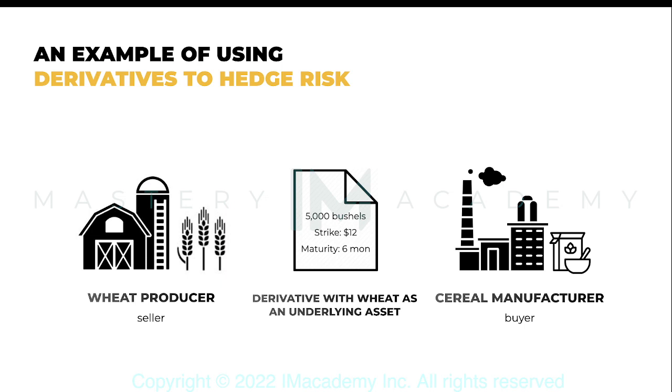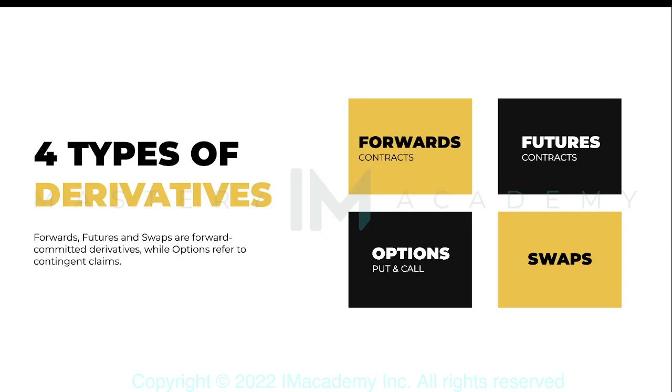This is a zero-sum game, but you may be asking, is it the only way to use derivatives for hedging risk? And the answer is no, because there are more options which take into account the interest of both parties. And to understand it better, we're going to discuss different types of derivatives now.